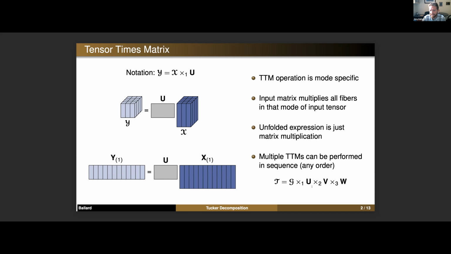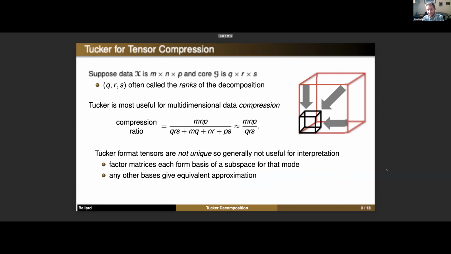The Tucker format at the bottom right here is actually TTM in each of the 3 modes. You do one TTM at a time, and the order doesn't matter. Mathematically, you can do them in any order, so we don't have any notation to say in what order to do this. You can choose. After you do those TTMs, you have an explicit representation of your Tucker format tensor. So that's the idea of a Tucker decomposition.